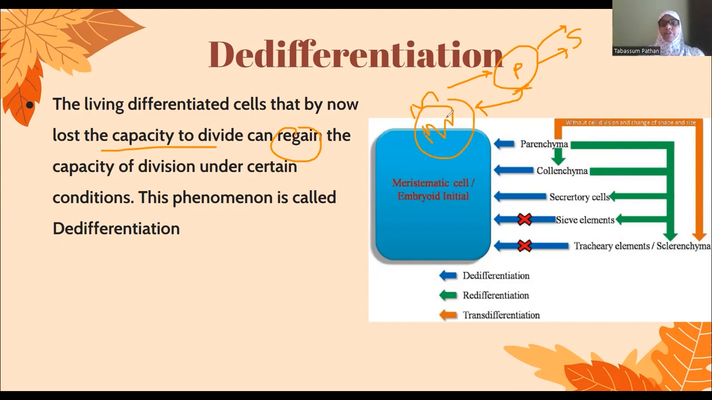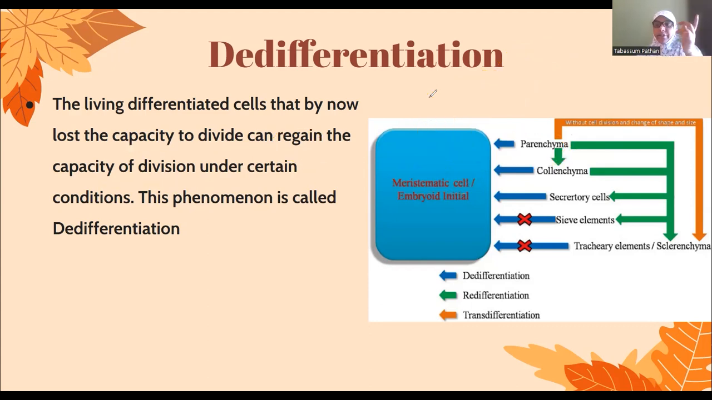And we know the function of meristematic cells. What is the function of meristematic cells? Capacity of division. So once a meristematic cell has differentiated into one type of cell, sometimes it can go back to become the previous version from where it came. That is, it will become meristematic cells only again. It will not become something else. So this phenomenon is known as de-differentiation.